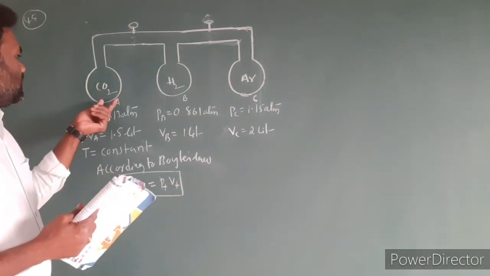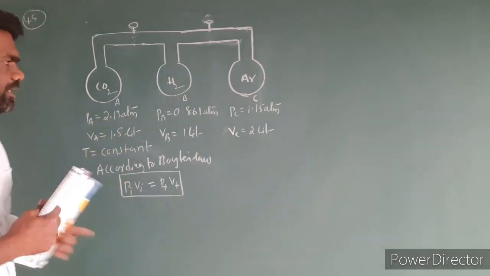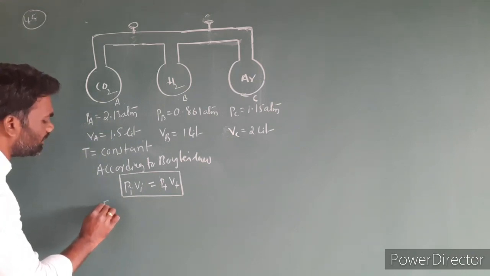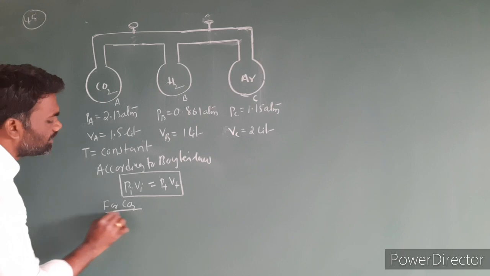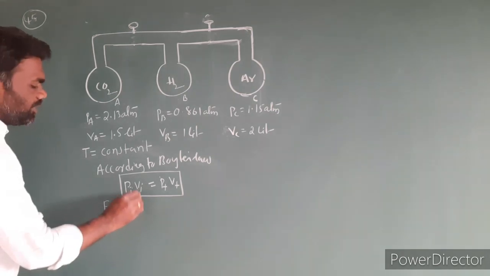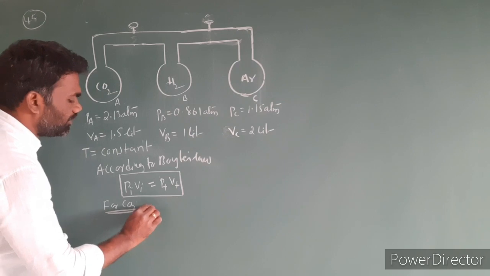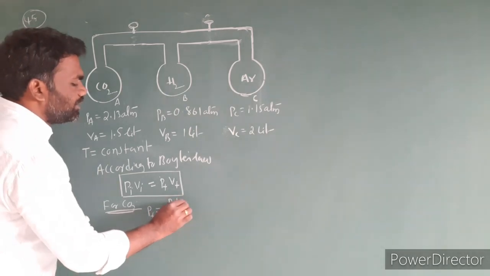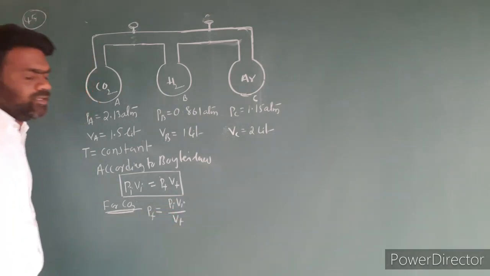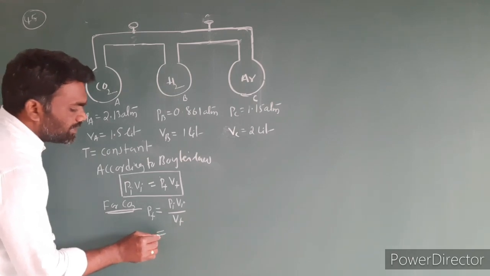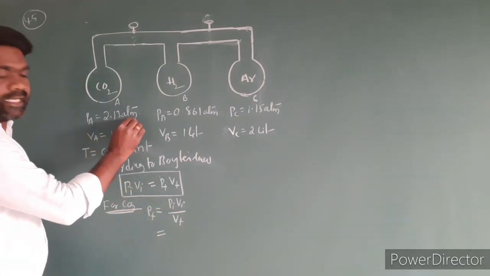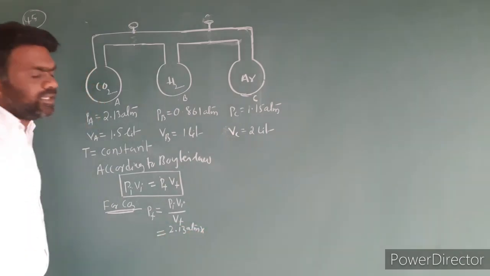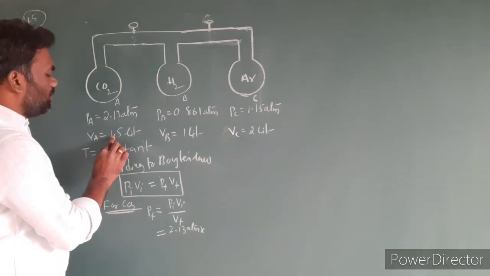And there are three different gases. First, take A gas, finding the final pressure for A gas, carbon dioxide. What is the formula we have to use? We have to find the final pressure. The final pressure of carbon dioxide is equal to P initial V initial by final volume. Initial pressure is given as 2.13 atmosphere, into initial volume, which is 1.5 liters.